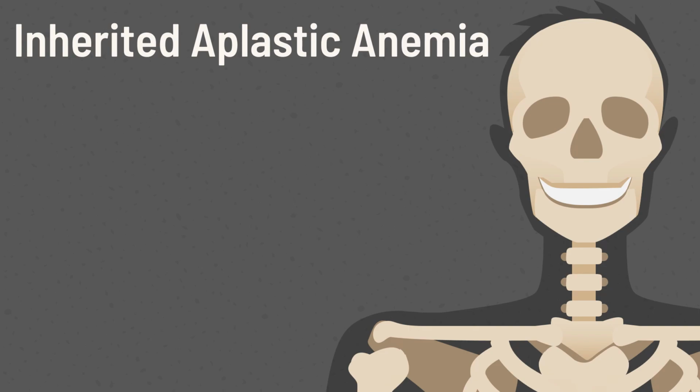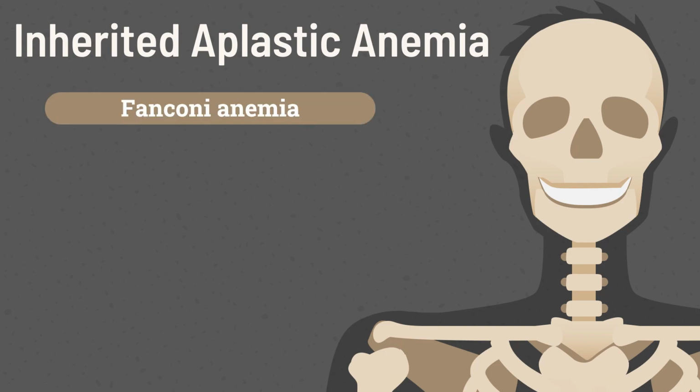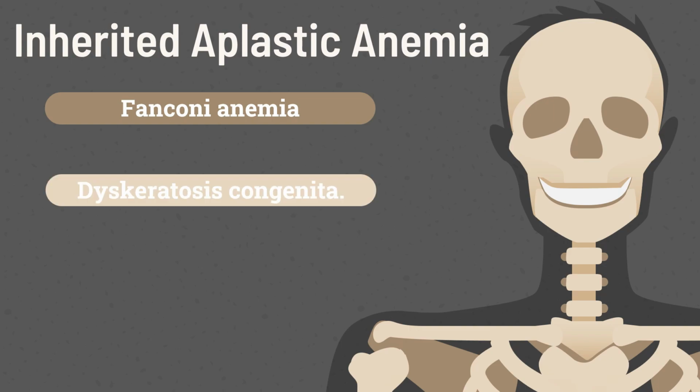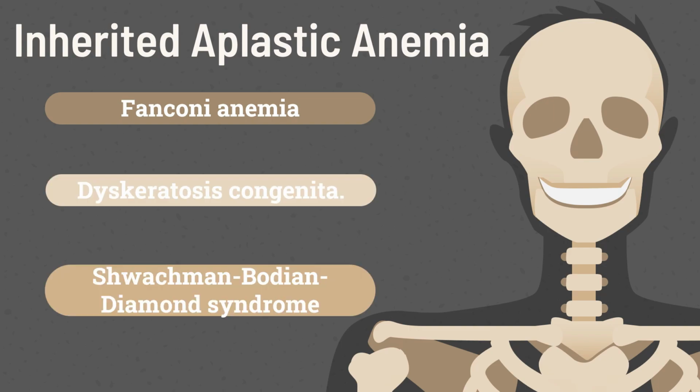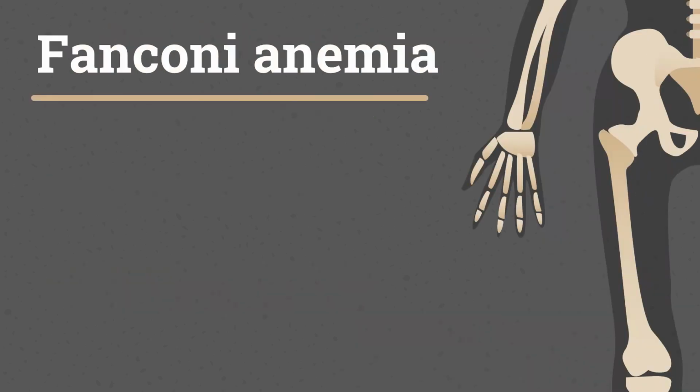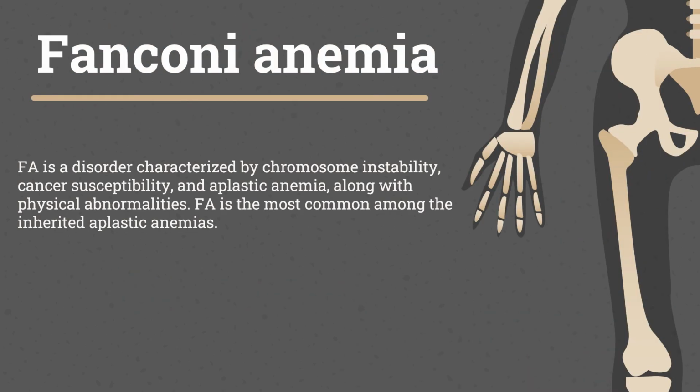The three inherited disorders that commonly result in bone marrow failure and pancytopenia are Fanconi anemia, Dyskeratosis congenita, and Shwachman-Bodian-Diamond syndrome. Fanconi anemia. Fanconi anemia is a disorder characterized by chromosome instability, cancer susceptibility, and aplastic anemia, along with physical abnormalities. Fanconi anemia is the most common among the inherited aplastic anemias.